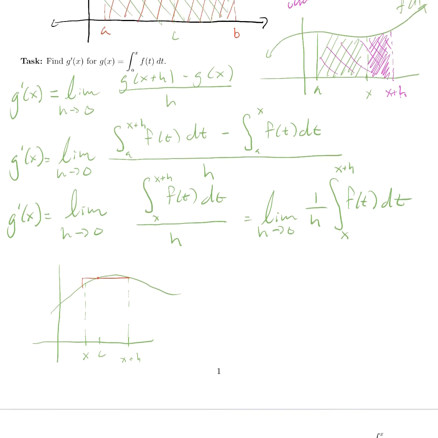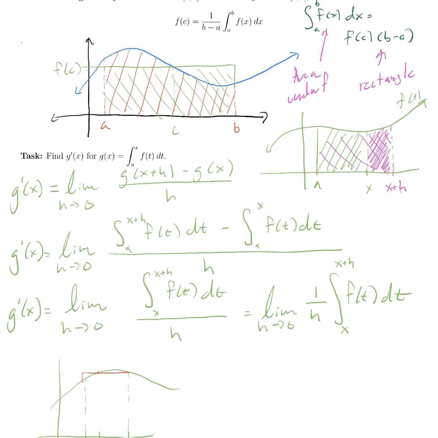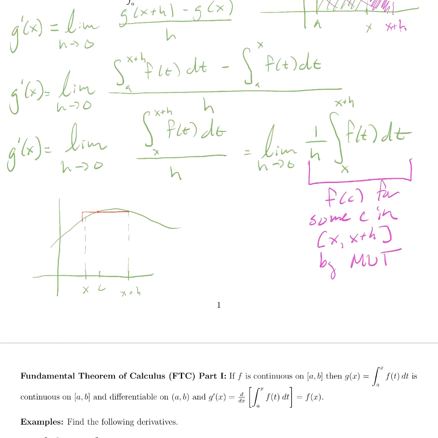And if we apply the mean value theorem for integrals, which was stated above, here the width of this interval is h, which is exactly b minus a. And so it says there's some c in here where f of c is equal to this. f of c is equal to that value by the mean value theorem above. And so then g prime of x now is the limit as h approaches 0. I can replace that whole expression with f of c.